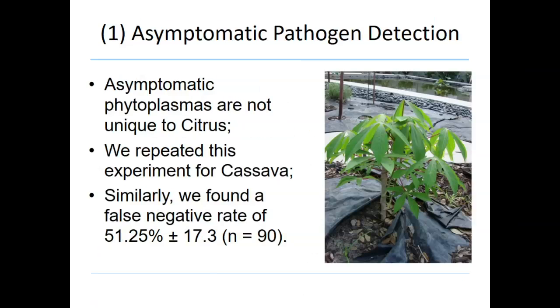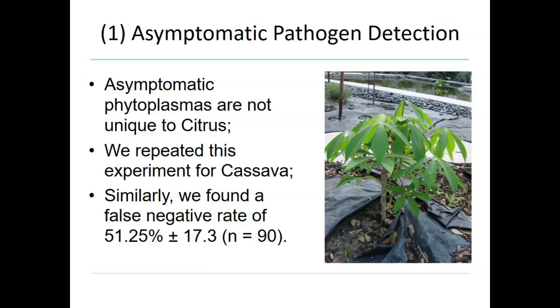So we repeated this experiment with another asymptomatic infection, which is another phytoplasma of cassava, another main staple food crop from across the world. Fun fact, this isn't actually asymptomatic, it's just that the symptoms occur underground, and you don't want to be harvesting cassava until you're ready to eat it. So technically it's asymptomatic like that.